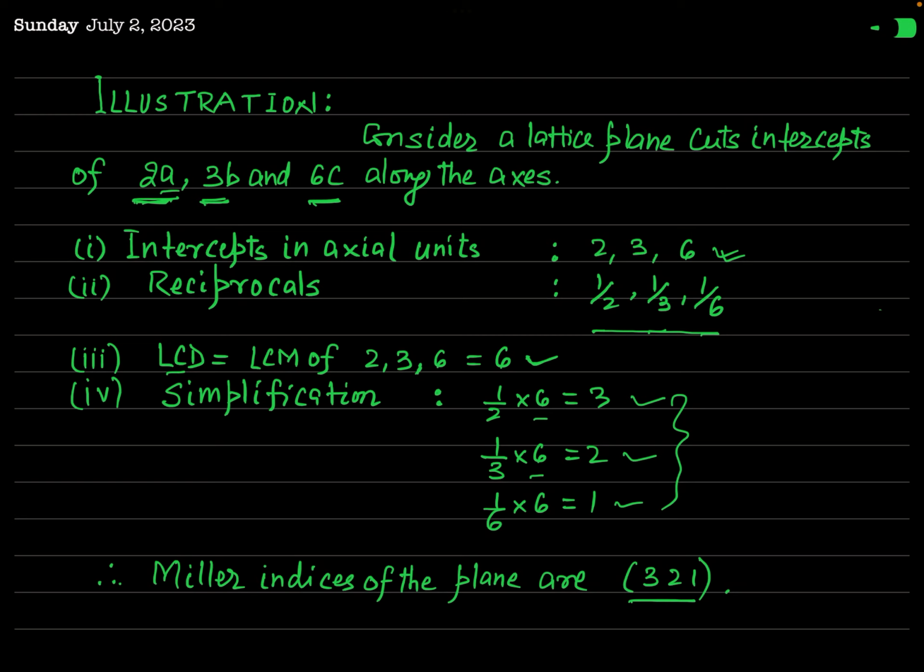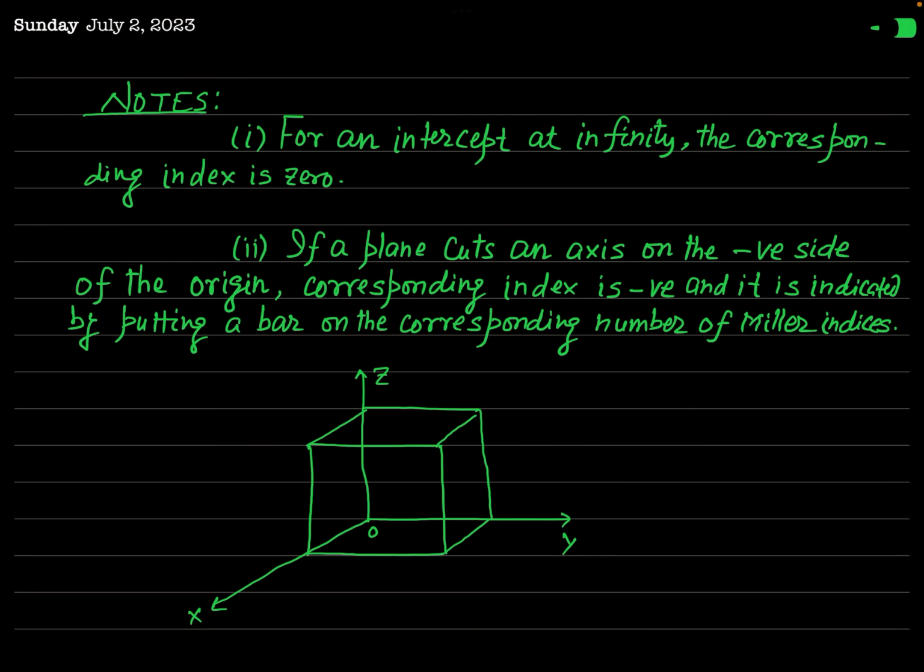Now we will see some most important facts regarding the determination of these Miller indices of a crystal plane. I have written all these facts one by one, step by step. For example, in the first important fact, for an intercept at infinity, the corresponding index will be 0. When you say that the crystal plane intersects the crystallographic axis at infinity, when will it take place?